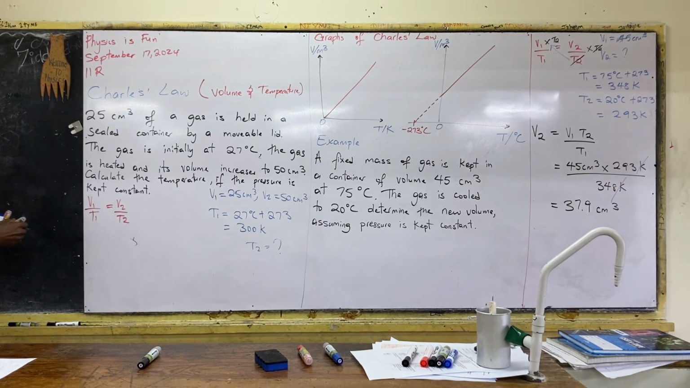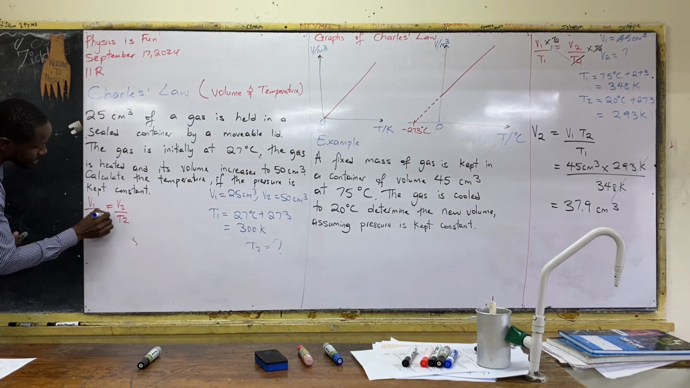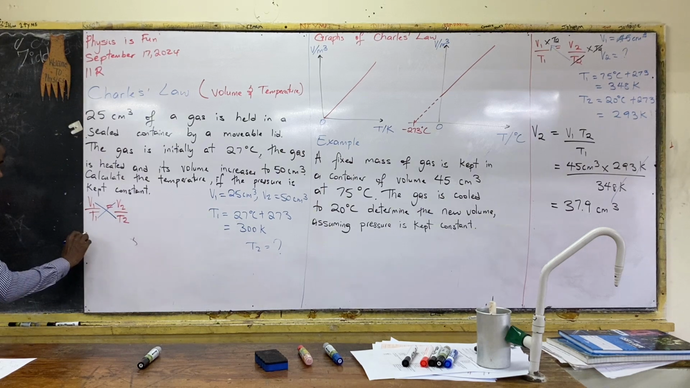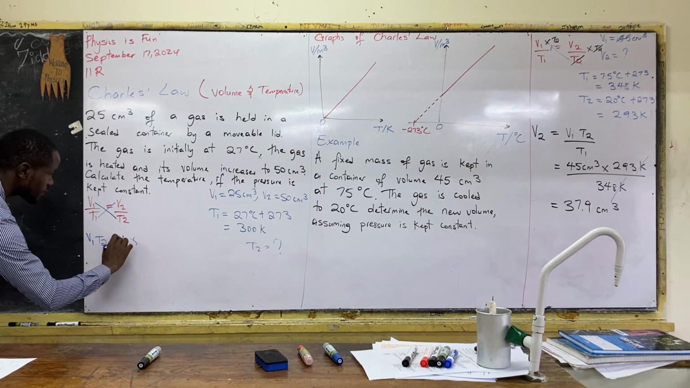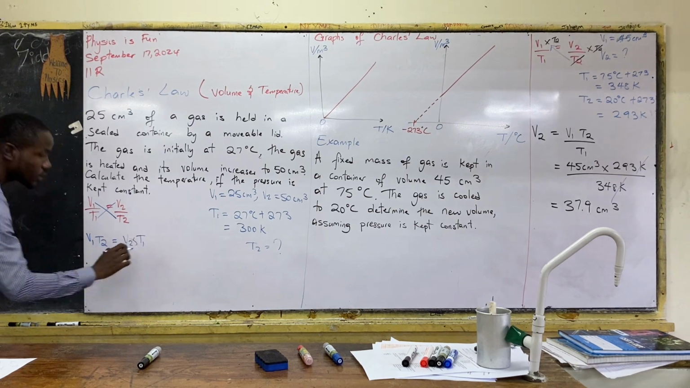We're not going to do the calculation now. Again, we're trying to find T2, so we can do some transposing. I'm going to do it the long way, with a cross multiplication. So we get V1 times T2 equals V2 times T1.